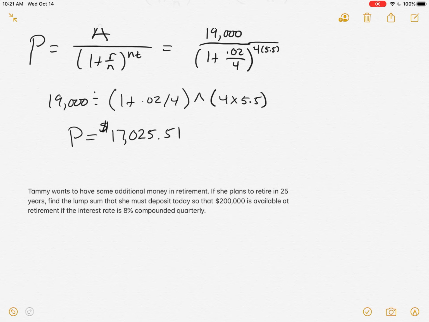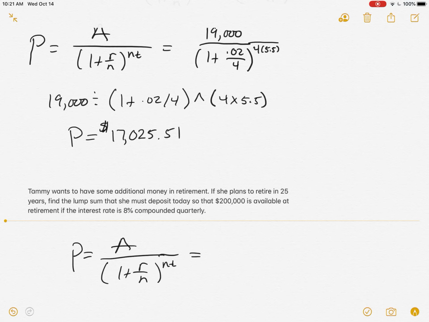Well, we know that formula. It's right above. P is equal to A all over 1 plus r over n to the nt, because what they're asking is, what do we have to put aside today? What's the present value that I need in order to accumulate $200,000? So she wants $200,000, and the interest rate she's expecting is 8% compounded quarterly, and that's going to happen over 25 years. And so we're just plugging everything in the way that we see it in that formula. Everything's given in years.